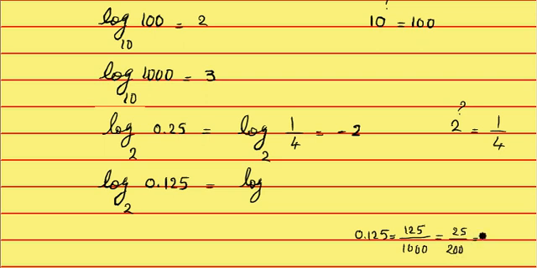Again, both of these are divisible by 5. That makes 5 over 40. And that can be done again. You can divide by 5 one more round. This is 1/8. So it's good to know that 0.125 is the same as 1/8.